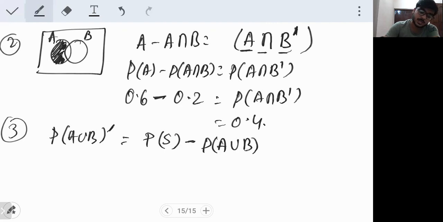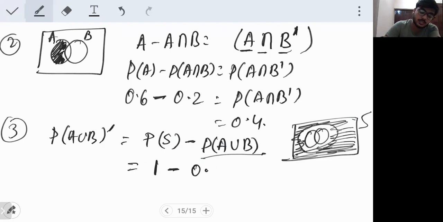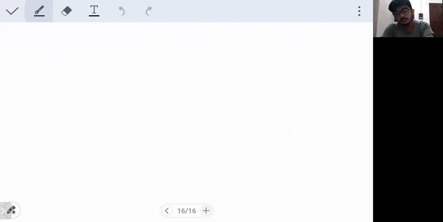What does it mean? Why am I writing sample space? Look at the Venn diagram. If this says A union B, what is left over here is A union B complement, and this is the sample space. The sample space minus this, the sample space is equal to 1, and the probability of A union B was equal to 0.8. This will be equal to 0.2. This is the answer, right?